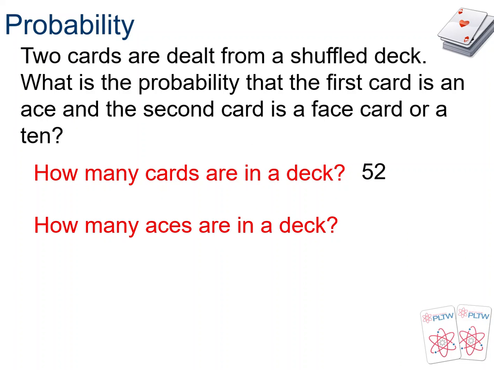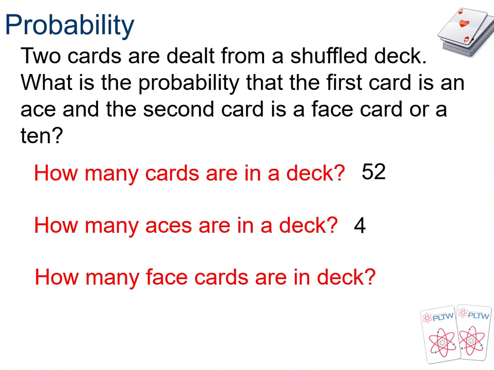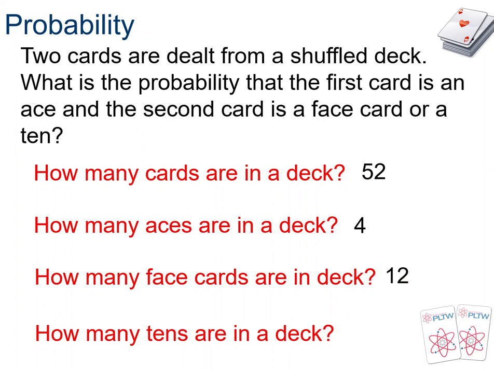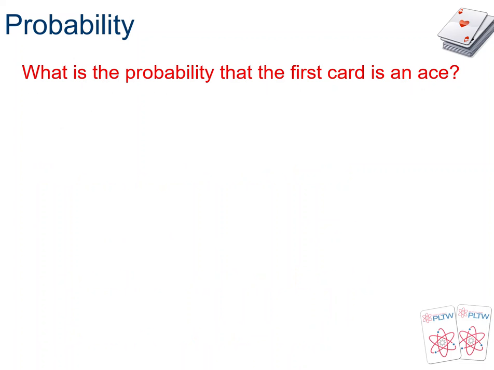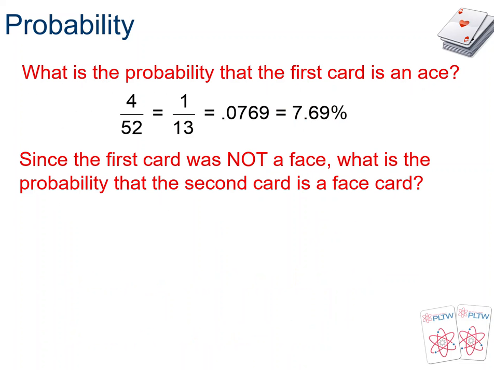So how many cards are in the deck? 52. How many aces? 4. How many face cards? 12. How many 10s? 4. So what is the probability the first card is an ace? You have 7%. Remember, when you're dealing with fractions, you need to reduce. 4 over 52 is not acceptable.